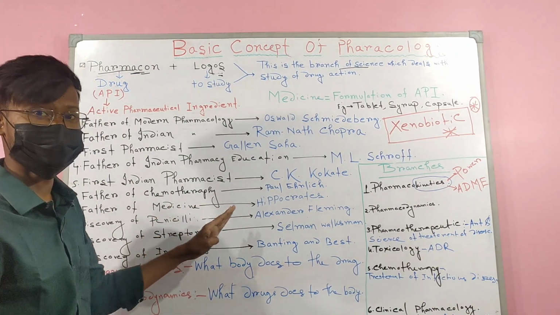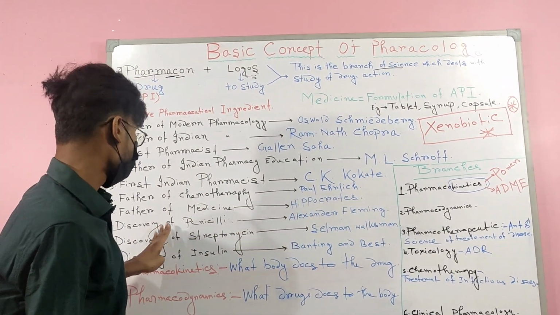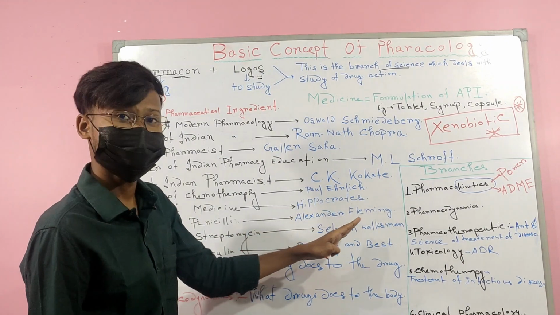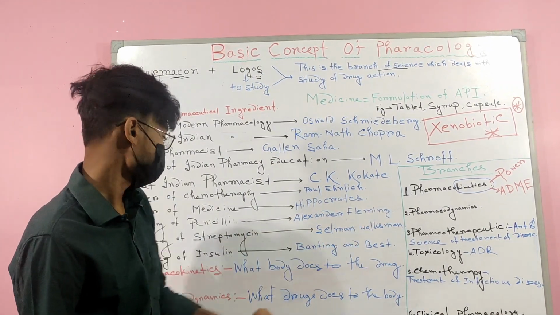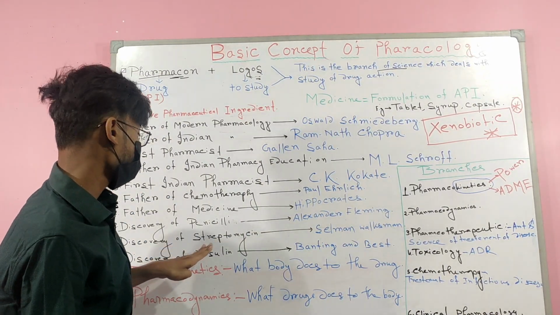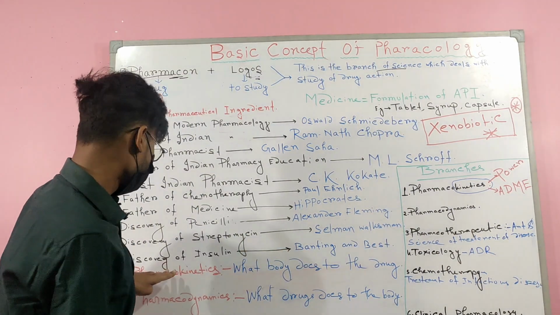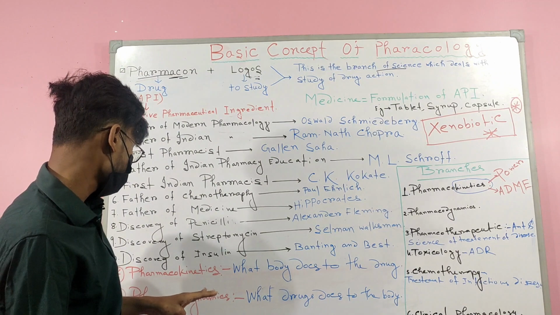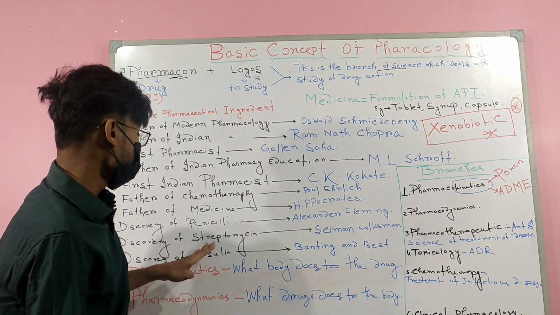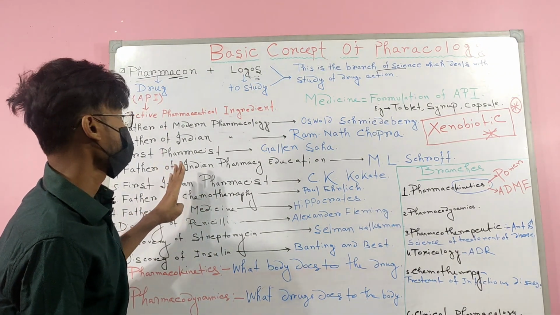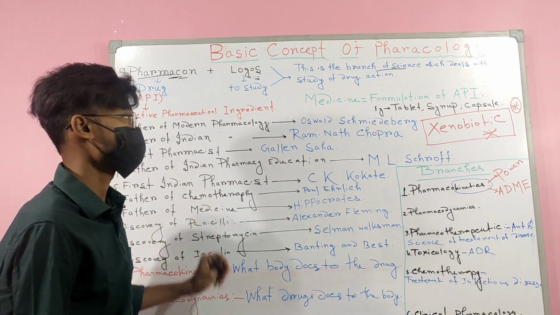Father of medicine, Hippocrates. Discovery of penicillin, Alexander Fleming, we all know that. Discovery of streptomycin, Selman Waksman. Discovery of insulin, Banting and Best. These are some important words for our pharmacology.